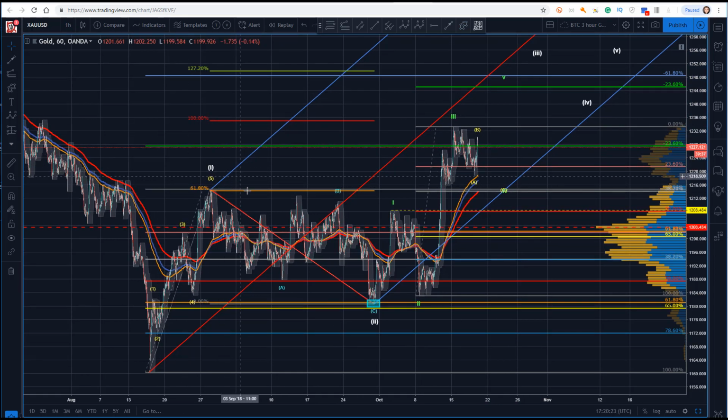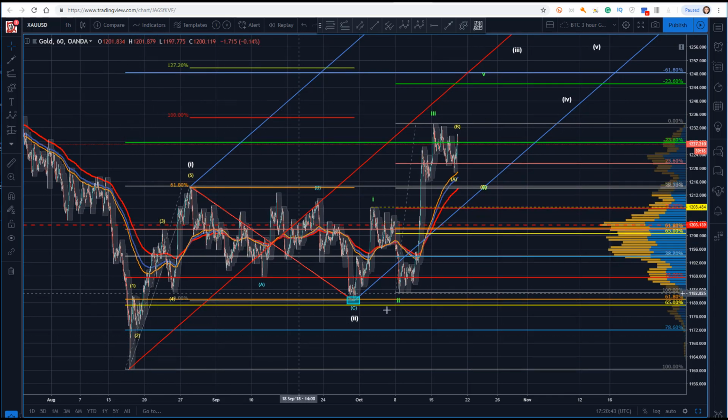So if this is, yeah, I'm kind of simplifying this. This is likely, this actually could be a WXYXYZ. There's a lot of complexity to this, but we don't care. What we care about is it's ABC is what we've got down here. I'll leave that for the Elliott purists to dig through. There is an alternate count here, but what do we care? It's a correction. It's three-wave structure. We've got a pivot in the golden zone.